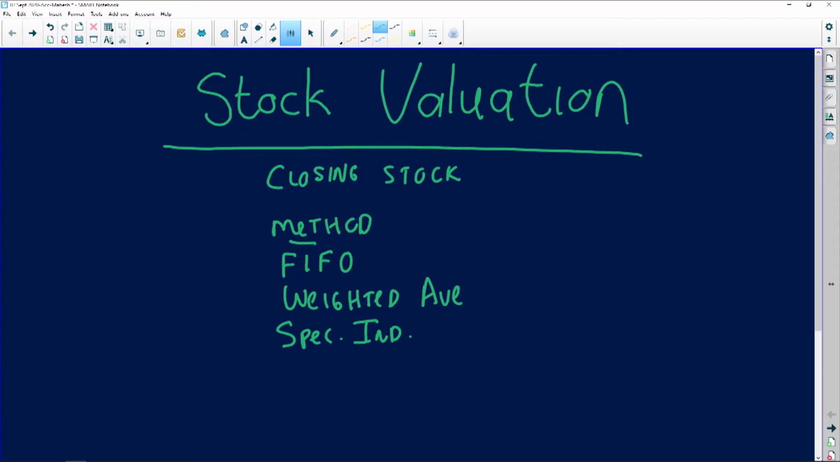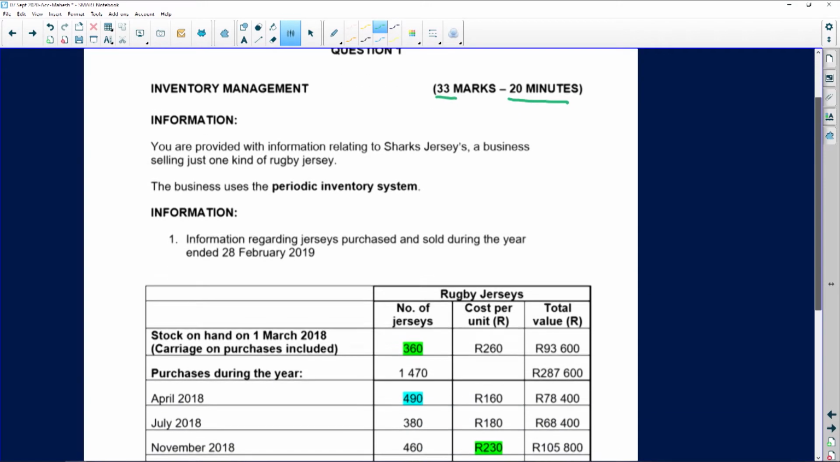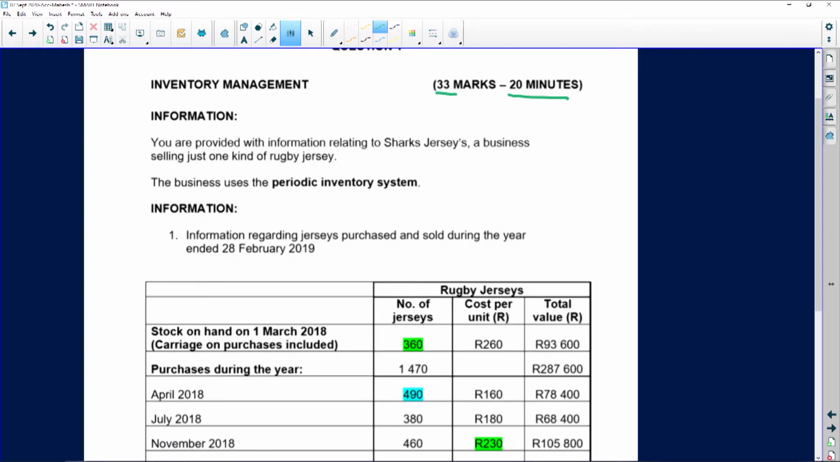Right, so let's begin with today's question on stock valuation. So the question that I've taken is from a past paper, and obviously it's on inventory. Inventory, another word for stock. So this particular question, 33 marks, 20 minutes. So let's go through the info and then we can tackle the actual questions. So the information given, you are provided with information relating to Sharks jerseys, a business selling one type of rugby jersey. So the product that we're dealing with is a rugby jersey.